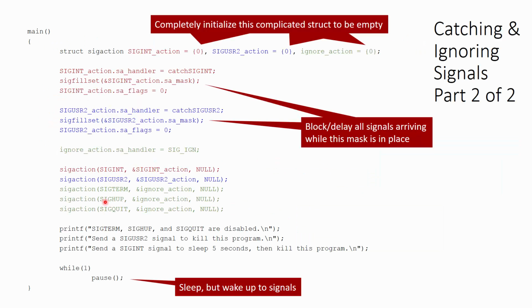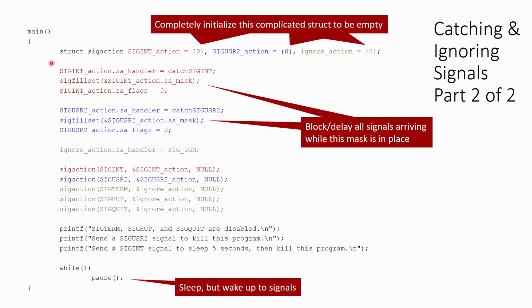On this page, we can see the rest of the guts that declare the signal sets and set up the sigaction structs to actually run. We'll look at the results in a second. First of all, we're going to define 3 separate sigaction structs: one for SIGINT, SIGINT_action, one for SIGUser2, and the last one, ignore_action. Note that we can completely initialize this really complicated struct to be empty by just using curly brace 0. That wipes the whole thing out.